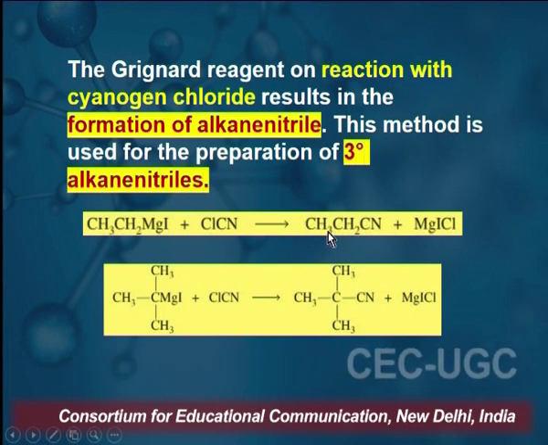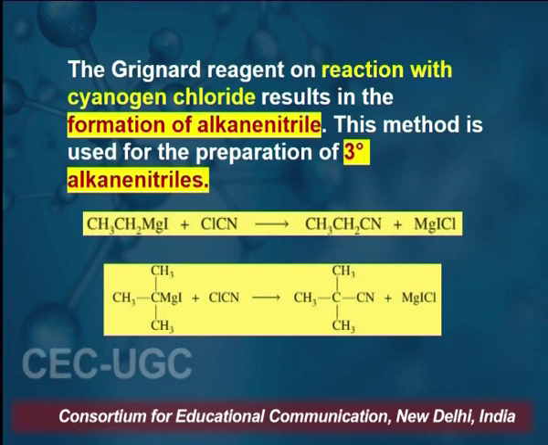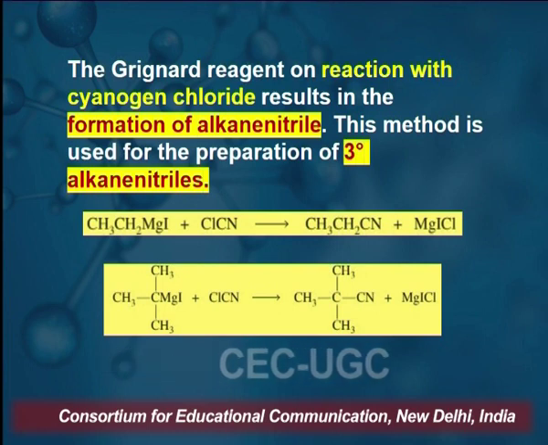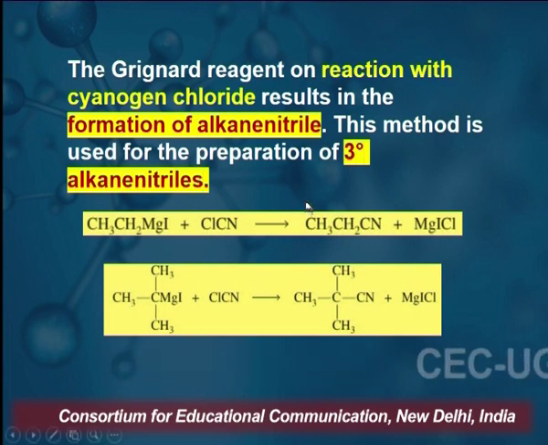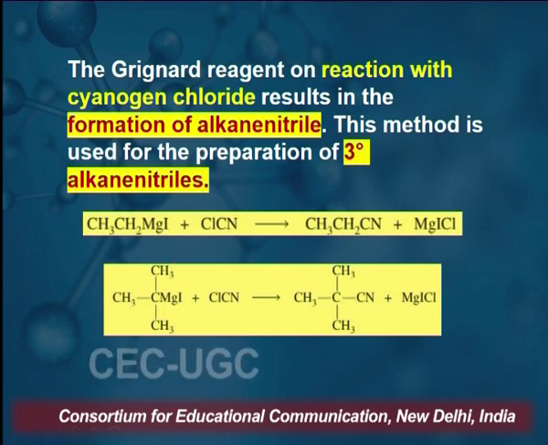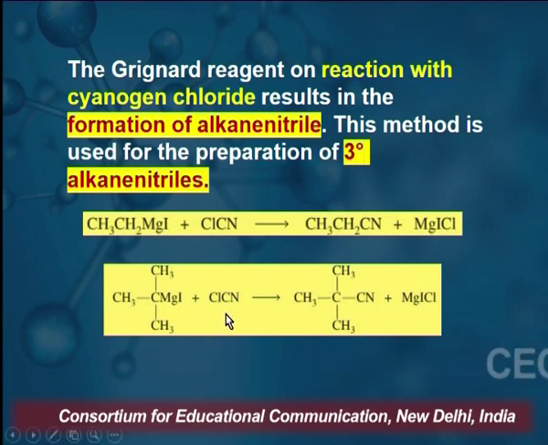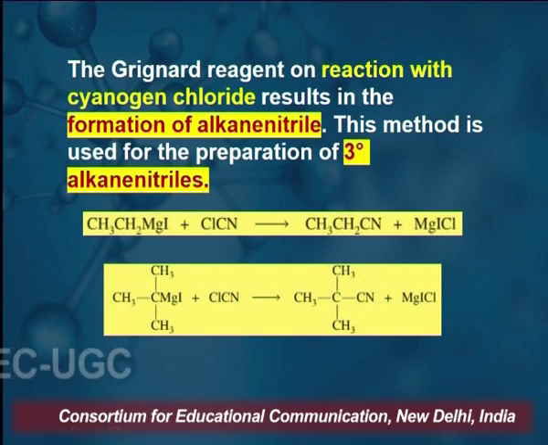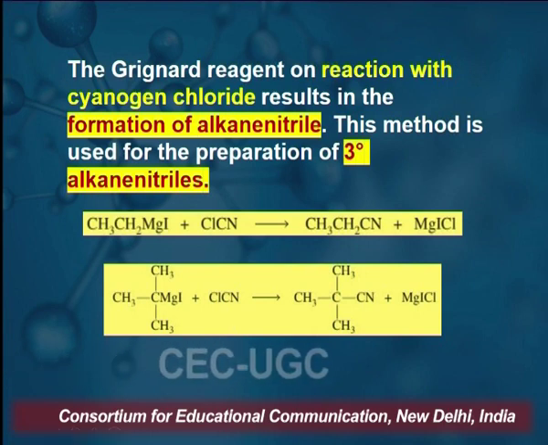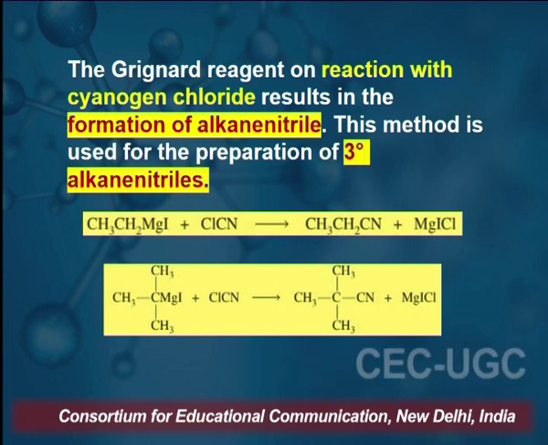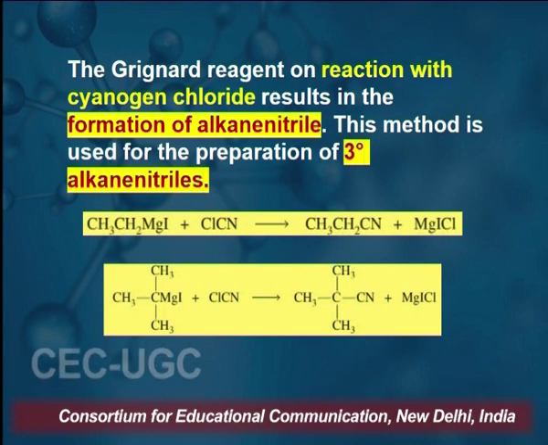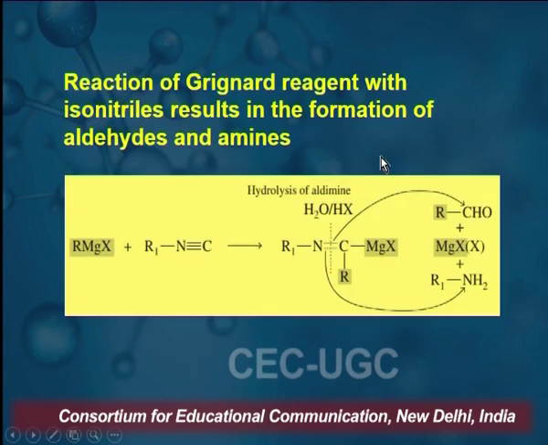These types of nitrile can be synthetically used as explained earlier, where the nitrile results in the formation of ketones. One can really use this synthetic strategy, using this reaction followed by the earlier reaction explained for the synthesis of ketones. Similarly, if we have tertiary magnesium iodide, on reaction with cyanogen chloride it results in the formation of tertiary cyano product.